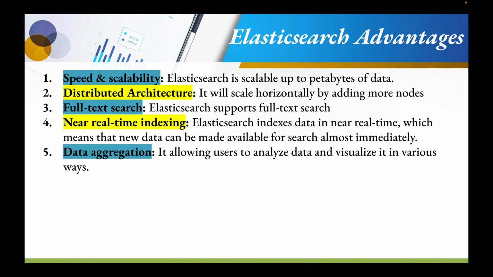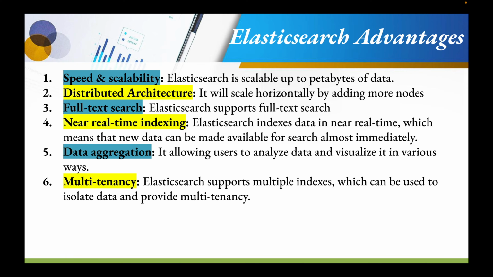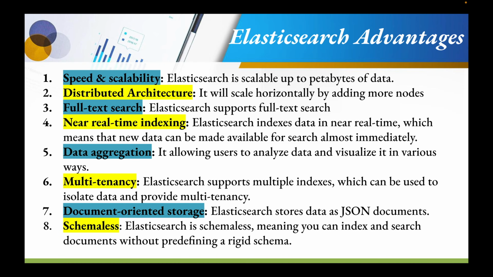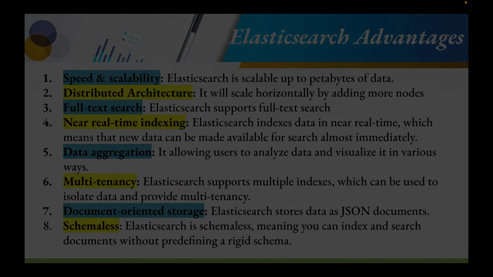And data aggregations allow users to analyze the data and visualize it in various ways. Suppose you would like to deal with min, max, average kind of data, you can go for aggregations. Multi-tenancy means Elasticsearch supports multiple indexes, which can be used to isolate the data and provide multi-tenancy. Document oriented storage means Elasticsearch stores the data as JSON documents. And it is schemaless, meaning that you can index and search documents without predefining a rigid schema.